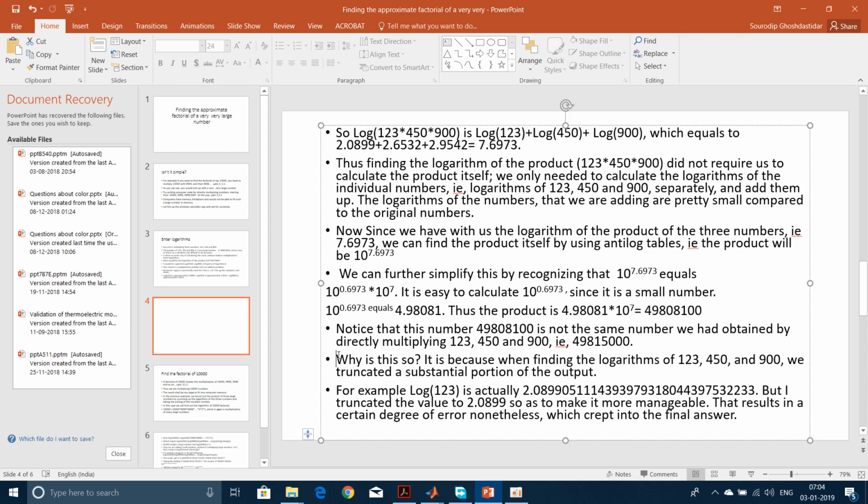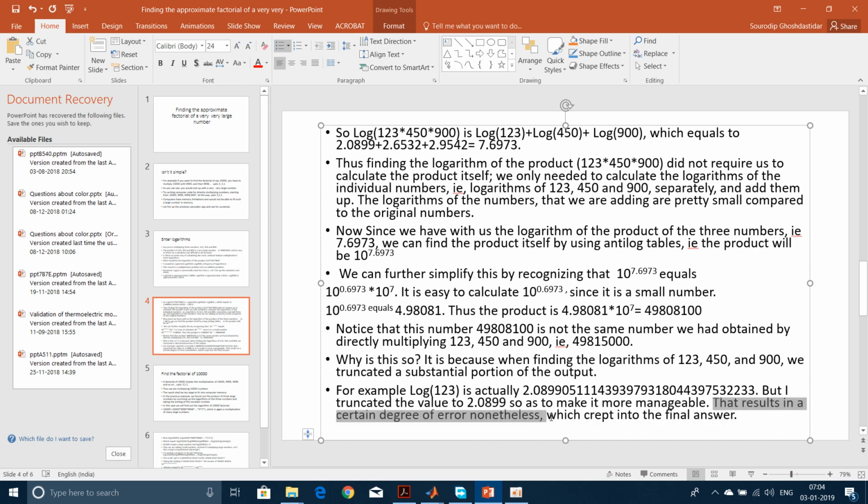So why is this so? This is because when we find out the logarithms of numbers, we truncate a substantial portion of the logarithm. For example, log 123 is actually a huge number, 2.089999. It's actually an infinite series. But we have to truncate it at some point. So I truncated it at 2.0899 so as to make it more manageable. That results in a degree of error, nonetheless, which crept into the final answer.